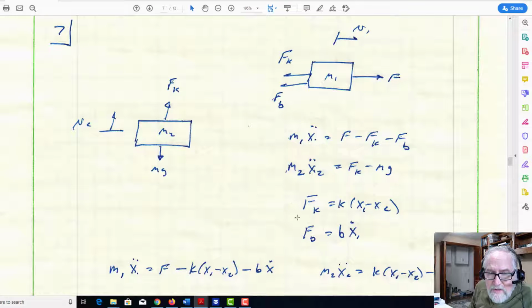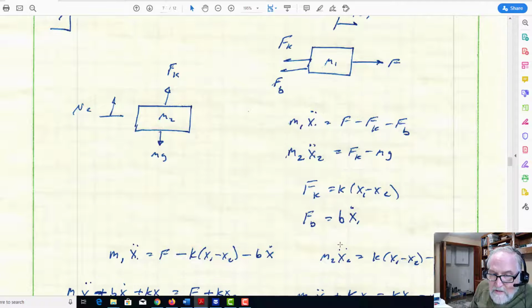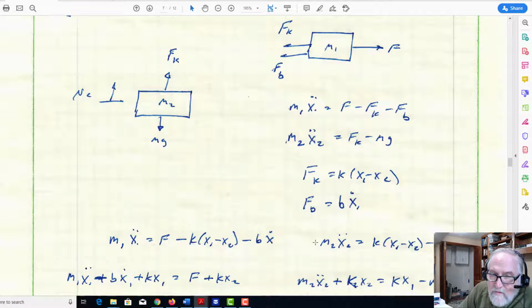The only thing left to do here is to make sure we define the springs correctly. F sub k is equal to k times (x1 minus x2). Again, think of that virtual, imaginary displacement of x1 in the positive direction. If x2 is 0, then the signs all work out. If x2 moves up, without x1 moving, it's going to compress the spring and push m1, which would be a negative force, and that's why there's a negative sign on x2. The damping force is just b times the velocity, the derivative of x1.